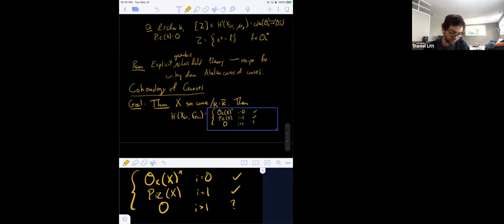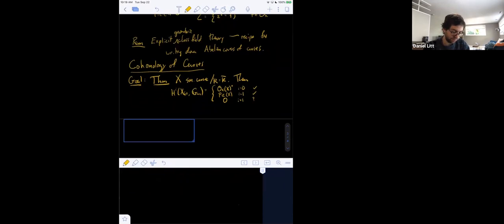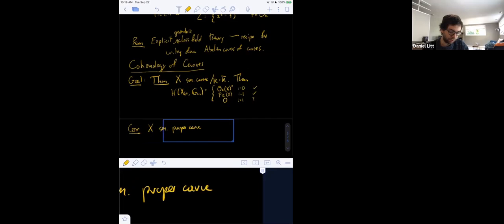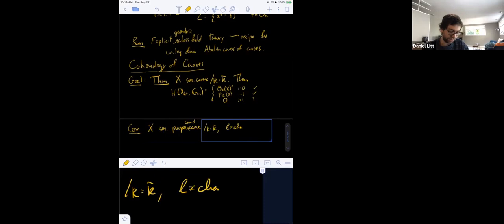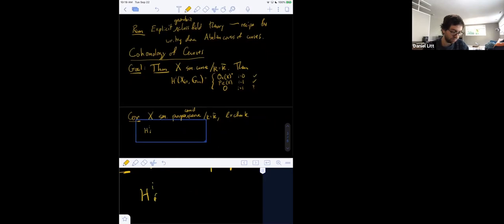All right. And the corollary is probably what you would really think of when you think about the cohomology of curves. It's the following. X is a smooth proper curve now, and connected, over an algebraically closed field, and l is a prime not equal to the characteristic of K. Then we can compute the cohomology of X with coefficients in the constant sheaf Z mod l^n Z.